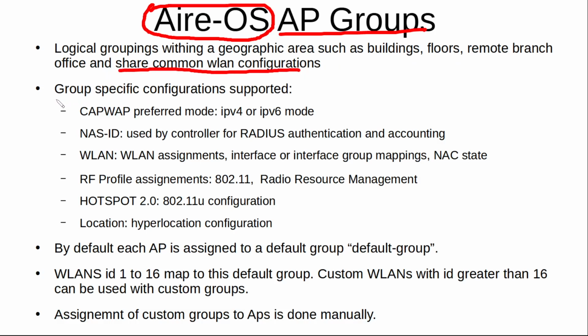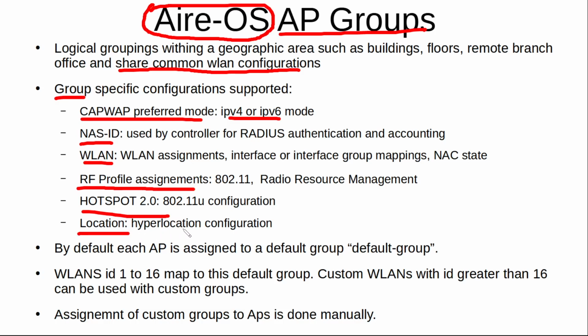configurations. What you can configure in a group is CAPWAP preferred mode, either IPv4 or IPv6, the NAS ID, which is used by the controller for RADIUS authentication and accounting, wireless LAN assignments, the radio frequency profile assignments, for instance, radio resource management, which is a feature that will calculate the transmission power of each access point within your network, the Hotspot 2.0 settings, and the location settings, for instance, hyperlocation.